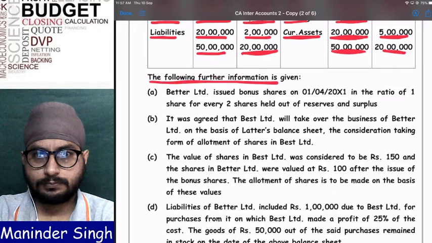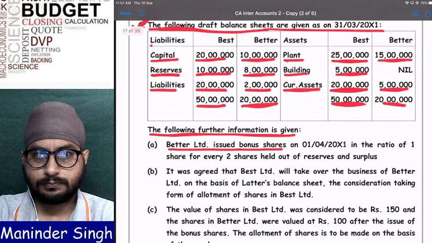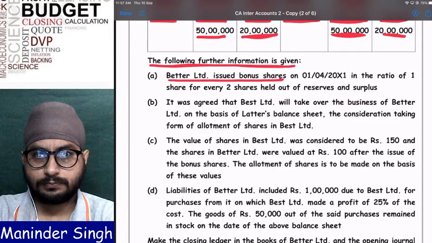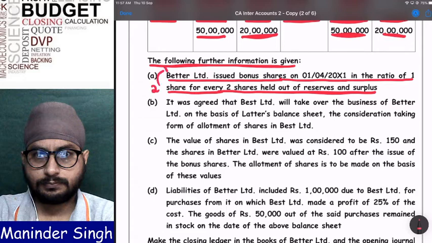The following further information is given. Better Limited issued bonus shares on 1st April 2011 in the ratio of 1 share for every 2 shares held, out of what? Reserves and surplus. My share capital will increase, reserves and surplus will decrease. Now, what is the ratio? If you are having 2 shares, I am going to give you 1 share. Clear?